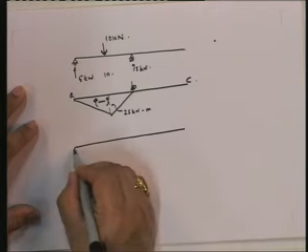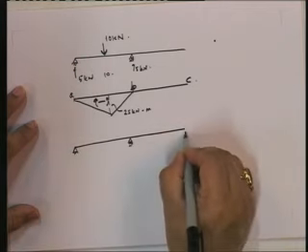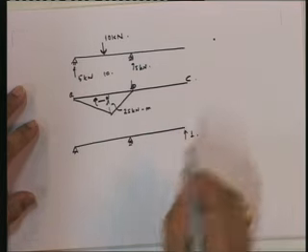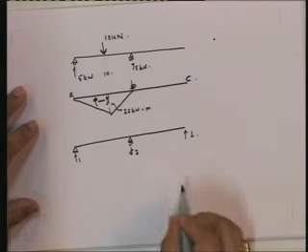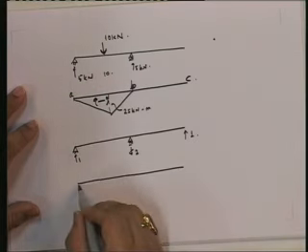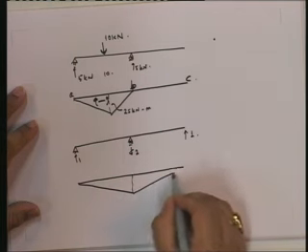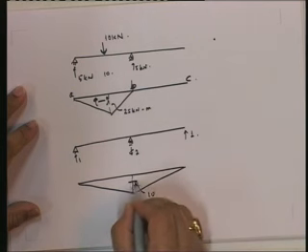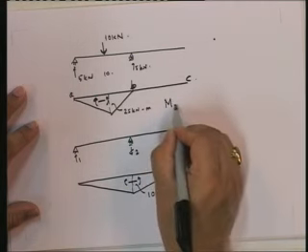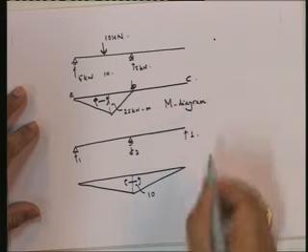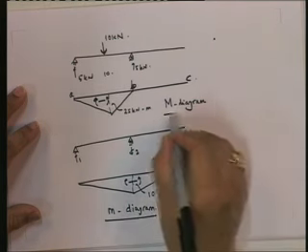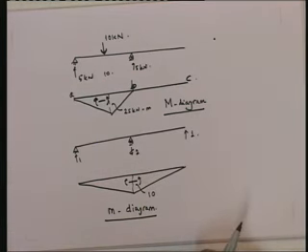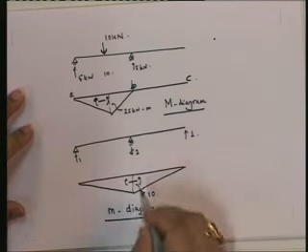What's the next one? We need to find out the bending moment diagram for a virtual load, because we need to find out the displacement at this point. So when you find this out, you'll see that this is equal to 1 and this is equal to 2, and the bending moment diagram is going to look like this. So this is my capital M diagram. This is my small m diagram.